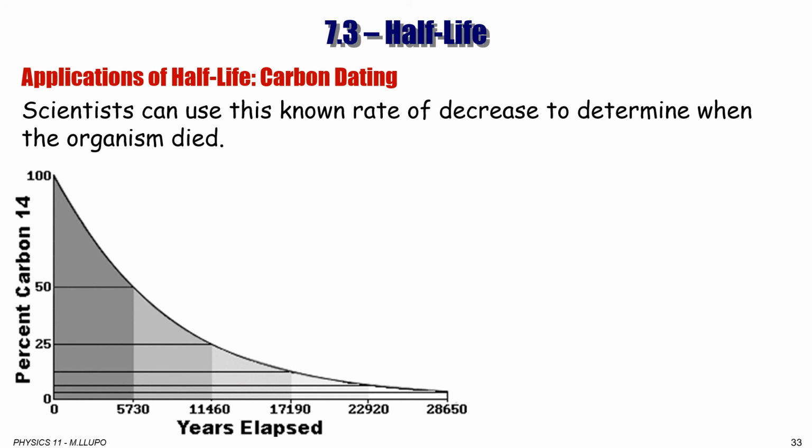So again, scientists use this known rate of decrease to determine when the organism died. After a certain number of years, or thousands or millions of years, the percentage of carbon-14 to carbon-12 will decrease. Based on the amount of that ratio, you're going to find out when that fossil was alive, so how many years ago it died. That's a very good and accurate application of the half-life, which is carbon dating.